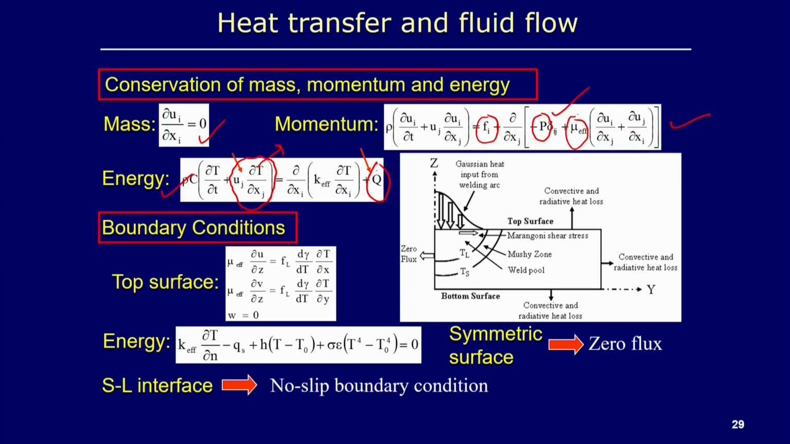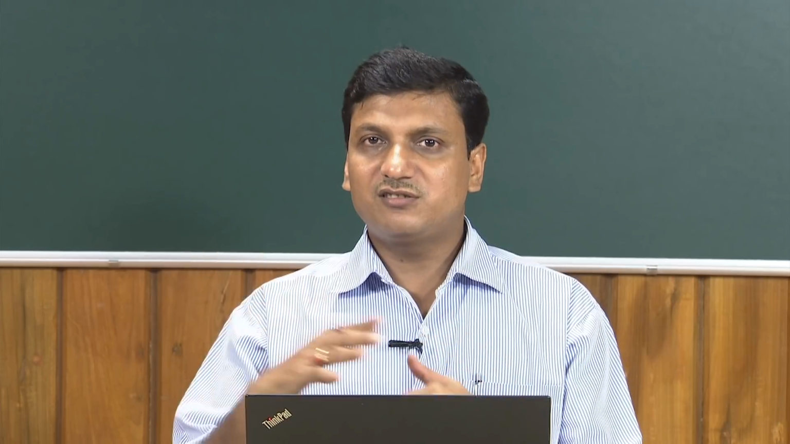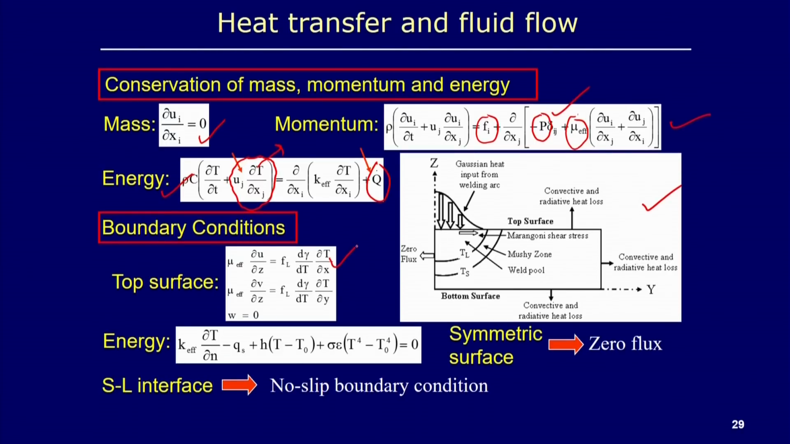On the top surface, if you look into this picture, heat flux is applied. It can be either laser or an arc welding process. That represents simply a Gaussian distributed heat input from the welding arc. On the top surface there is also an interface between the shielding gas along with the welding arc, and the liquid molten pool, that is, the gas medium and the liquid molten pool. On that surface there is a surface tension force acting. That surface tension force can be represented in this way.